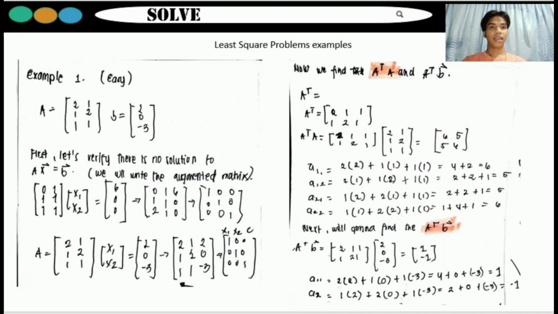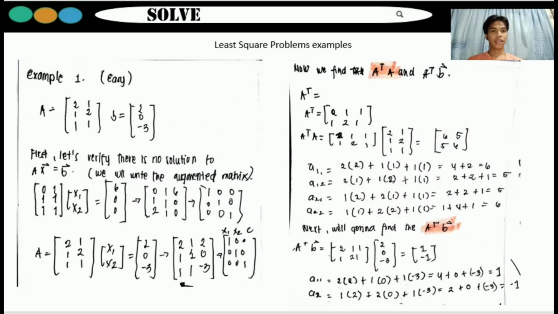So our A transpose is row 1, which is 2 1 1, and row 2, which is 1 2 1. When we are talking about the transpose, it means our rows and columns will be switched from one another and vice versa. So since our A has column 1 as 2 1 1 and column 2 as 1 2 1, it would be row 1 as 2 1 1 and row 2 as 1 2 1.